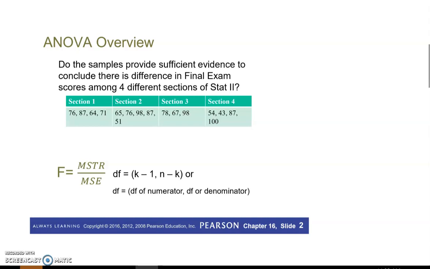These different sections are called our factors. Or, sorry, you will see them called in this textbook treatments.